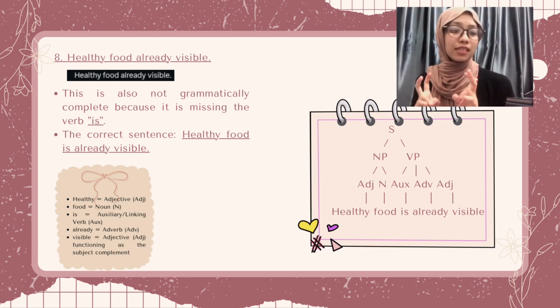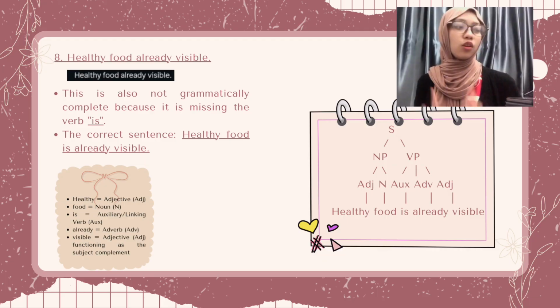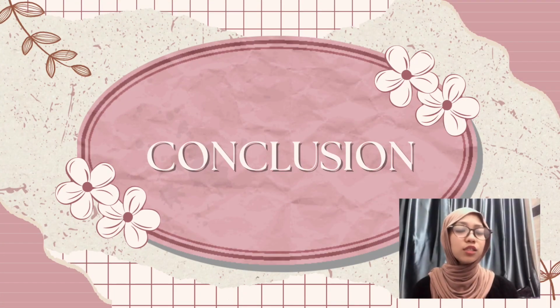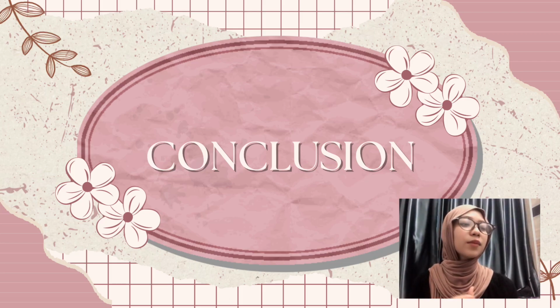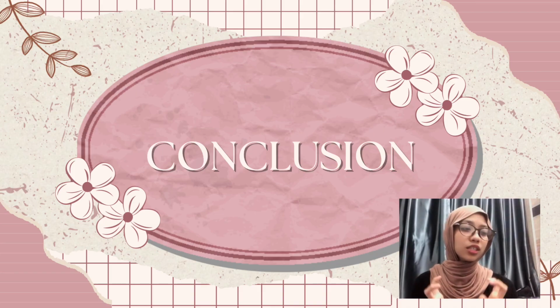The linking verb "is" connects the subject "healthy food" with the adjective "visible", while "already" emphasizes that the food can be seen now. In conclusion, this project helped us understand sentence structure and grammatical patterns more clearly. By using tree diagrams, we were able to identify the function of each word and recognize grammatical errors. We also learned the importance of including essential sentence elements such as subjects and verbs to form a complete sentence.